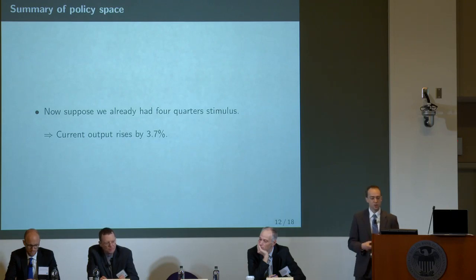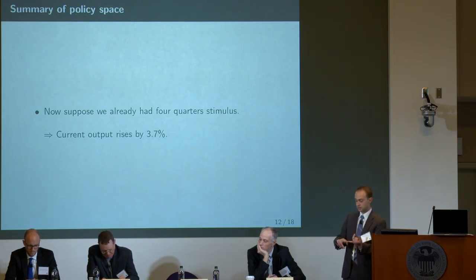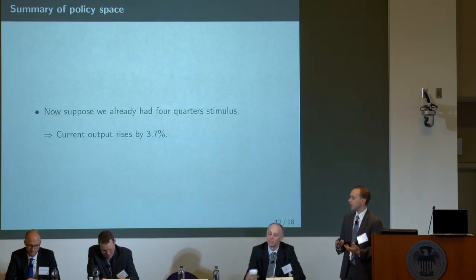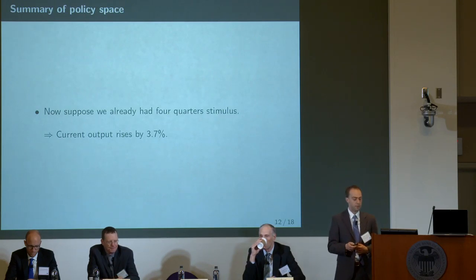In terms of our summary calculation, if we do the same stimulus, go down by 2.5 percentage points for 4 quarters, but we had already done that stimulus for 4 previous quarters, now instead of raising the output gap by 6%, we raise it by 3.7%.